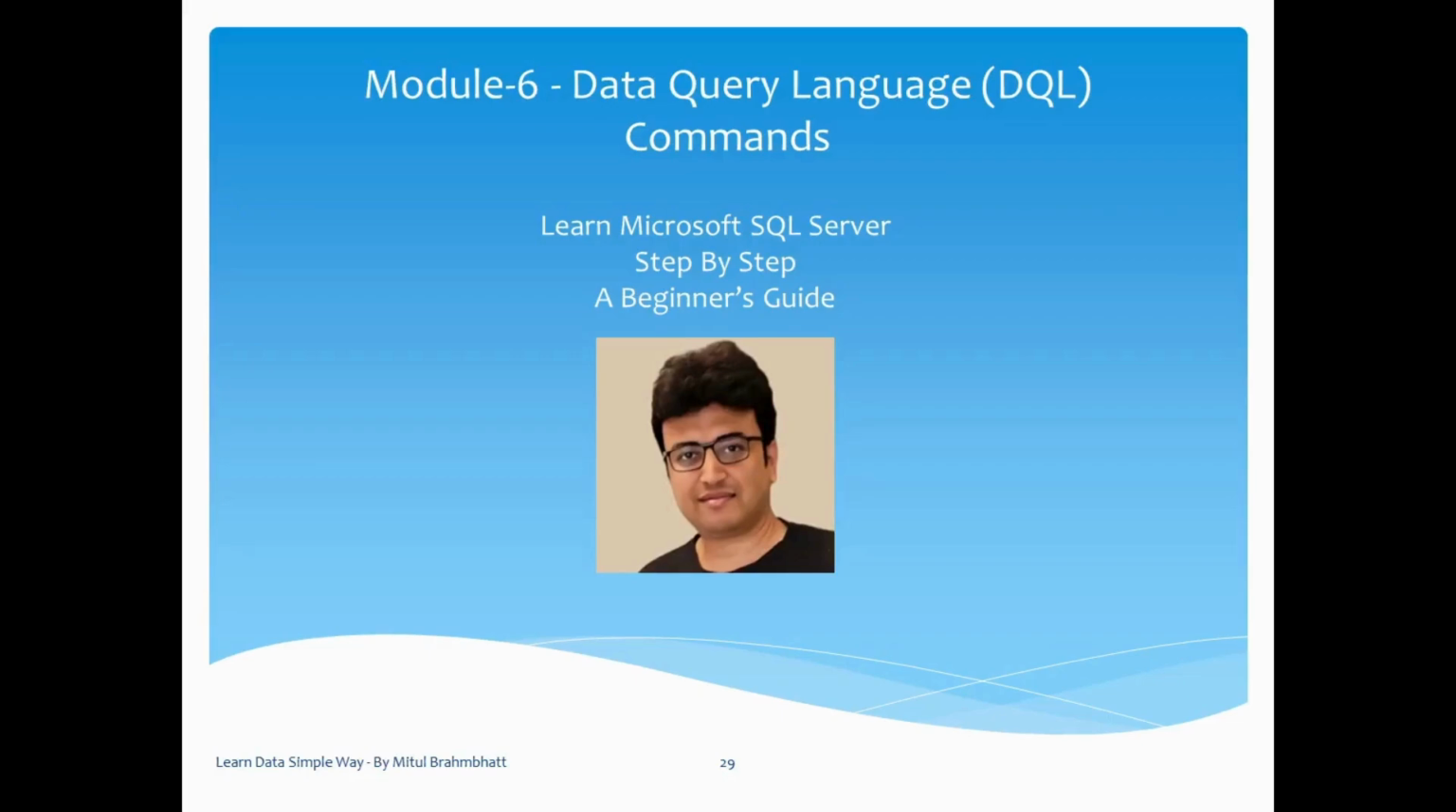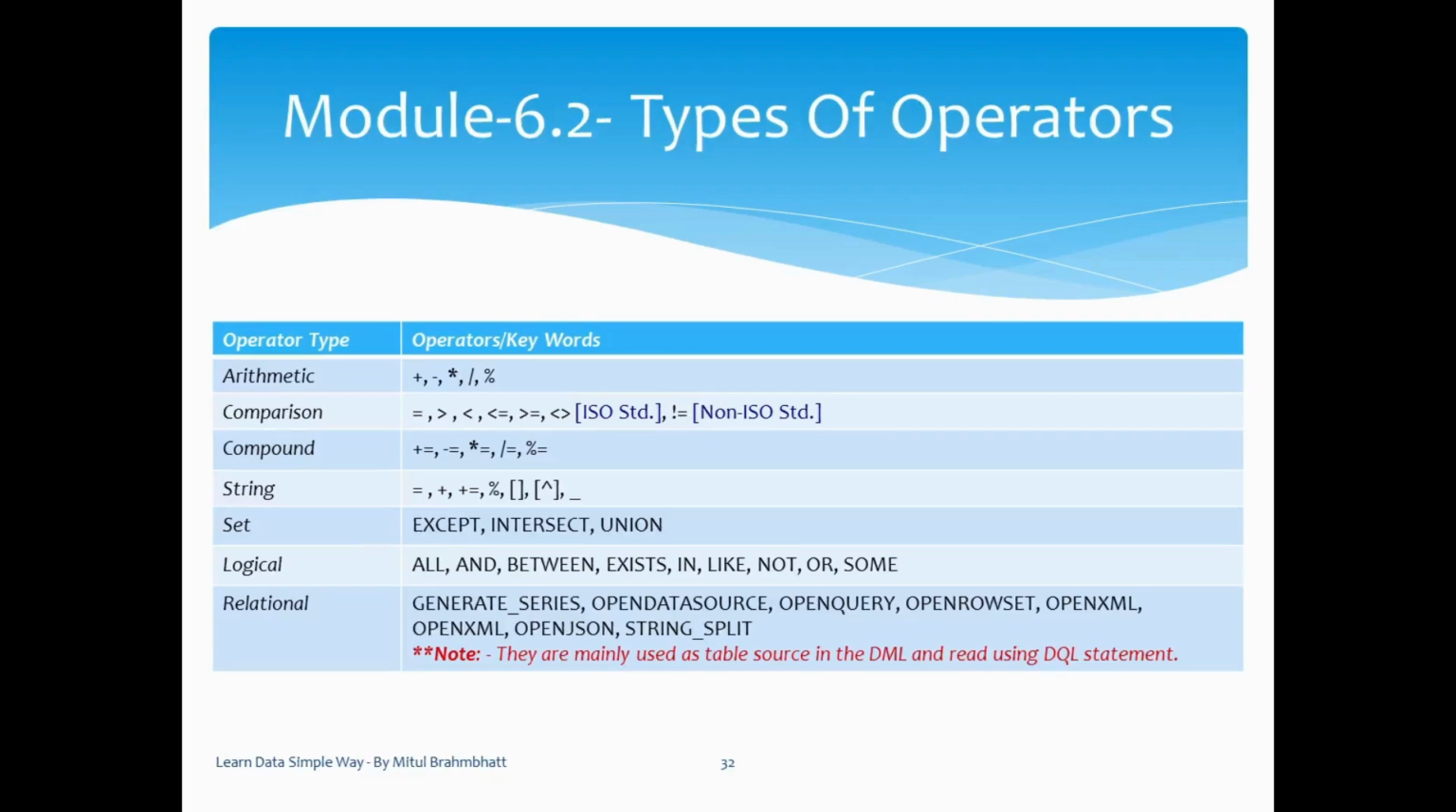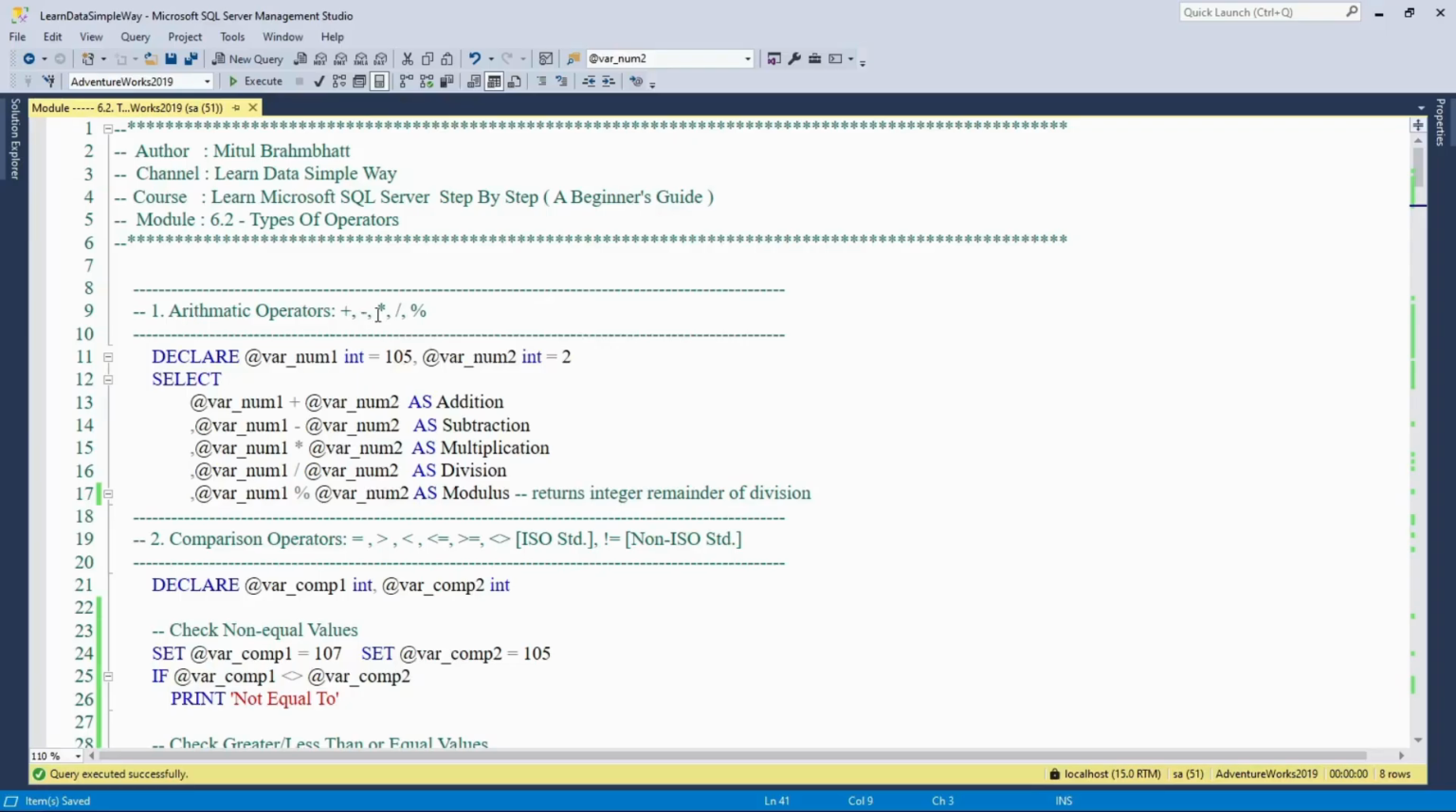In this module 6, Data Query Language commands, so far we have seen 6.1, which is select statement related commands. So let us go on to the next one, which is 6.2, types of operators. In this, we will be covering the different operator types like the arithmetic, comparison, compound, string, set, logical and the relational ones. Let's get started with the arithmetic operators, which are addition, subtraction, multiplication, division and the modulus.